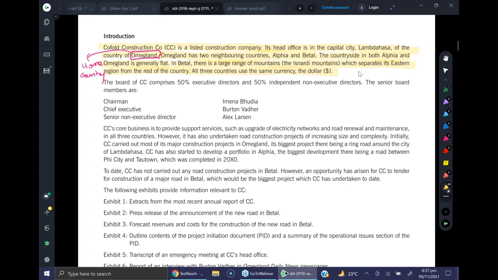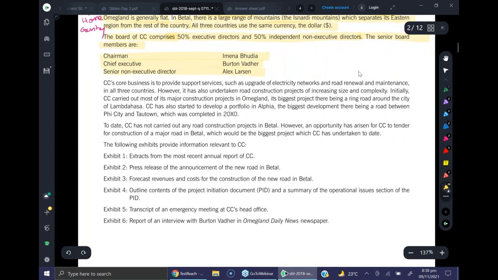Okay, it says that the board of CC comprises, CC stands for the Kaffold Construction Company, 50% executive directors and 50% non-executive directors. The senior board members are Chairman Amina, Chief Executive Burton, Senior Non-Executive Director Alex. All right. CC's core business is to provide support services such as upgrade of electricity networks and road renewal and maintenance in all three countries. However, it has also undertaken road construction projects of increasing size and complexity.